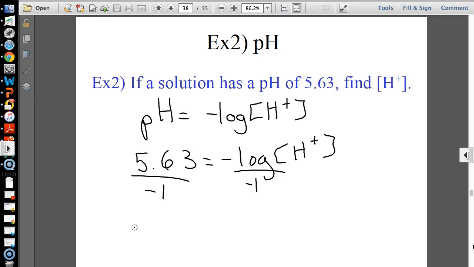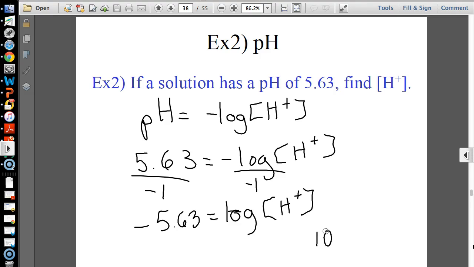So I have -5.63 is equal to the log of the hydrogen ion concentration. To make this log go away, I'm going to have to go 10 to the -5.63 is equal to H plus. When I raise 10 to a power of log, that's 1. Okay, so that's how you make logs go away.